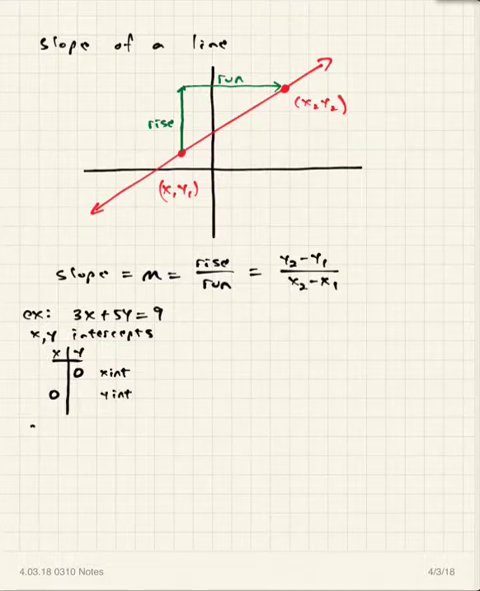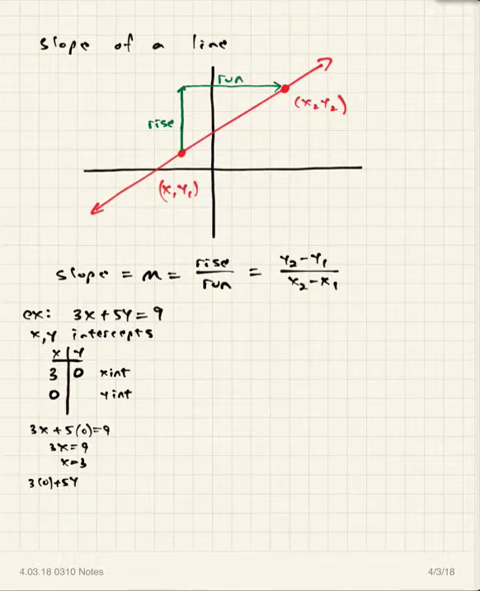So in this equation, when I put in 0 for y, I get 3x plus 5 times 0 equals 9, or 3x equals 9, or x equals 3. So our x-intercept's at 3, 0. The y-intercept, I put 0 in for x. So you have 3x plus 5y equals 9, y is equal to 9/5. And so you have a y-intercept at 0, 9/5. Okay, and so those are 2 points on this graph.